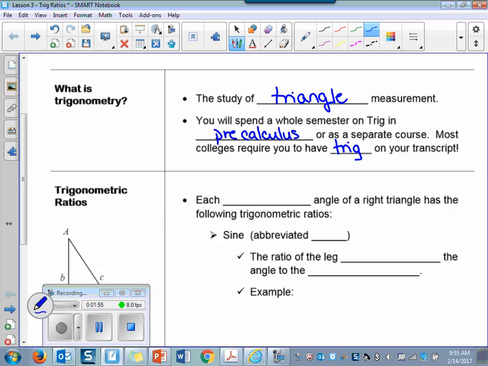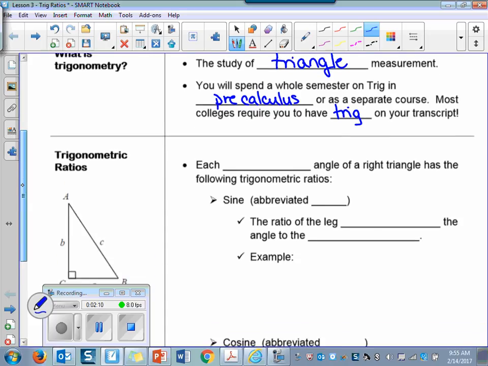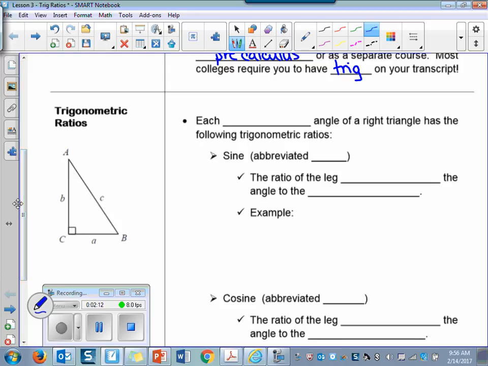Now, we're only going to learn the 3 basic trig ratios in this class. When you take the full trig course, you will learn the 6 basic ratios and a lot more about trigonometry than you probably want to know. But we are going to talk about sine, cosine, and tangent in this particular unit. So each acute angle of a right triangle has the following trigonometric ratios.